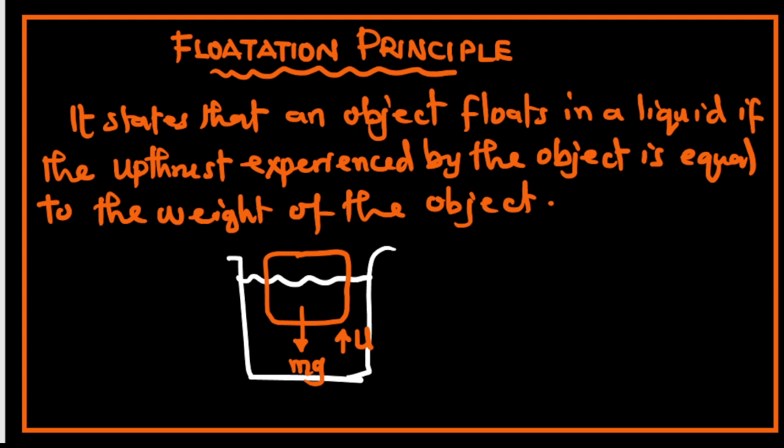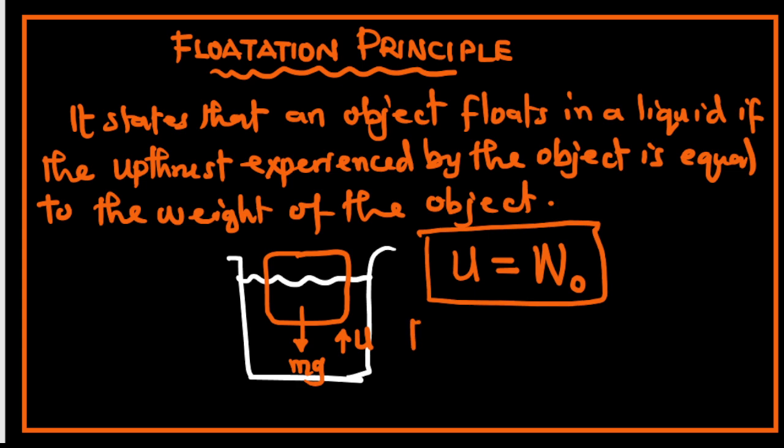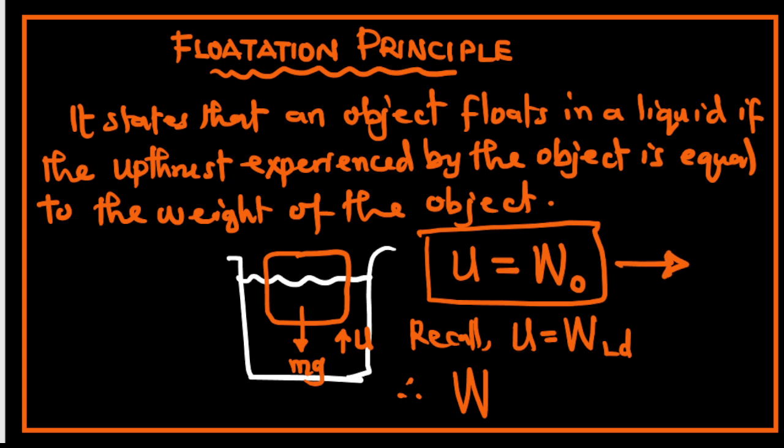At least the upthrust U must be equal to the weight of the object. Upthrust must be equal to weight of object. That's the principle of flotation. Upthrust equals to weight of what? Object. That's what we have here. And recall, upthrust itself, according to Archimedes principle 1, upthrust is equal to weight of liquid displaced. Therefore, we can say that since upthrust is now equal to what? Weight of object for flotation to happen.